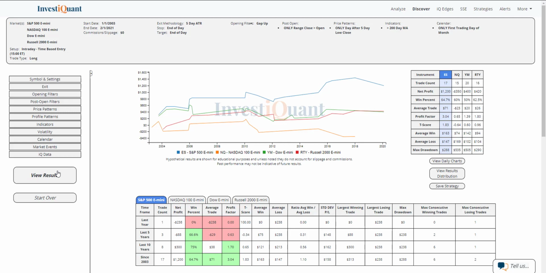If we look at the average win, average loss, they're very similar in size here. Looking at the S&P, it looks like they're very similar in size, and the Russell as well. The Dow has a little bit larger average win, and the NASDAQ has a larger average loss. These are small sample sizes, though, so keep that in mind.